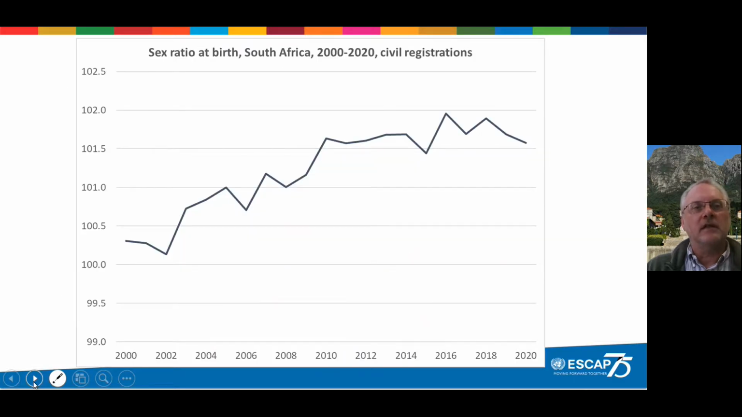So these are data showing the sex ratio at birth in South Africa from 2000 through to 2020 from the South African civil registration system. Along the x-axis, we have the time going from 2000 to 2020, and up the vertical axis, we have a truncated series. It only starts at 99 and ends at 102.5 of the sex ratio at birth, as shown by our civil registration system in every year of births occurring in each of those years from 2000 to 2020. Please note that this lower bound of the vertical axis is not at 0.